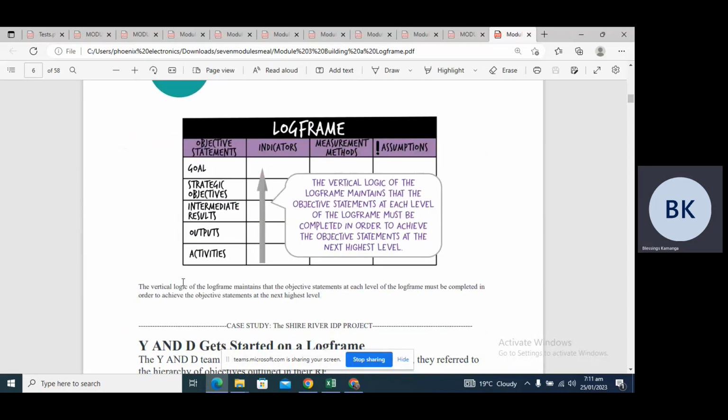So here's how vertical logic works. The vertical logic of the logframe maintains that the objective statements at each level of the logframe must be completed in order to achieve the objective statements at the next highest level. So we're looking at the lower levels first, and then going to the levels above.